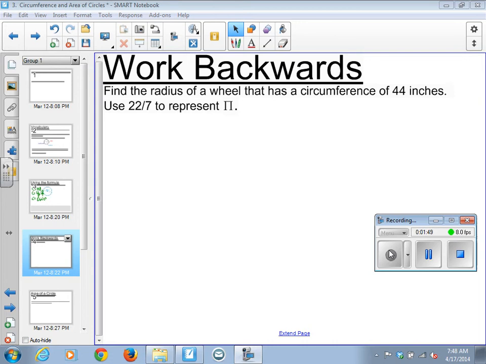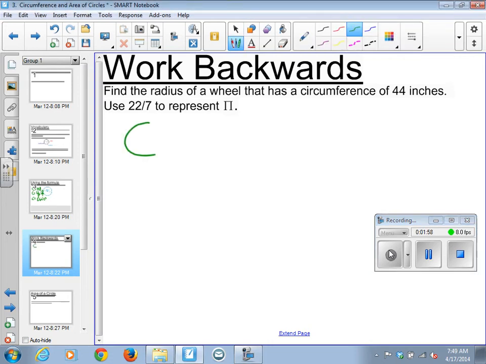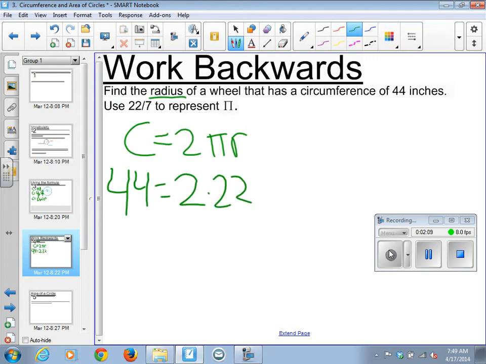We're going to find the radius of a wheel with a circumference of 44 inches. We use 22/7 to represent pi. So, start with our formula again, C equals, and since we're asked to find the radius, we'll use this one, 2 pi r. Circumference is 44. We have that 2. Pi is 22/7 again. And the radius. So we go ahead and combine on the right side. 2 times 22/7 is 44/7. And r is still unknown.